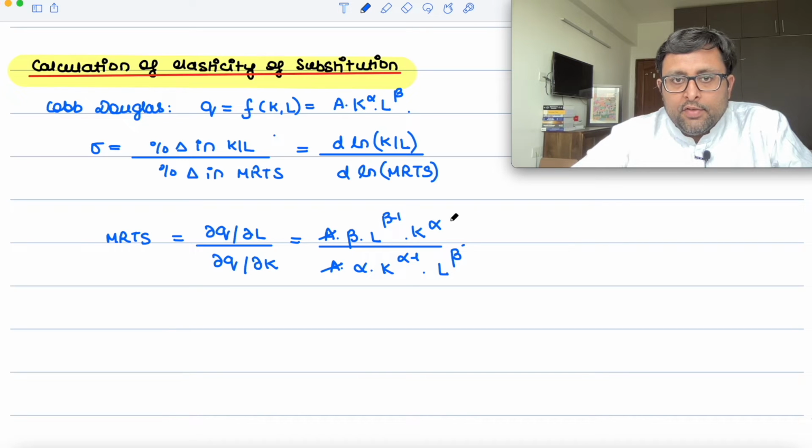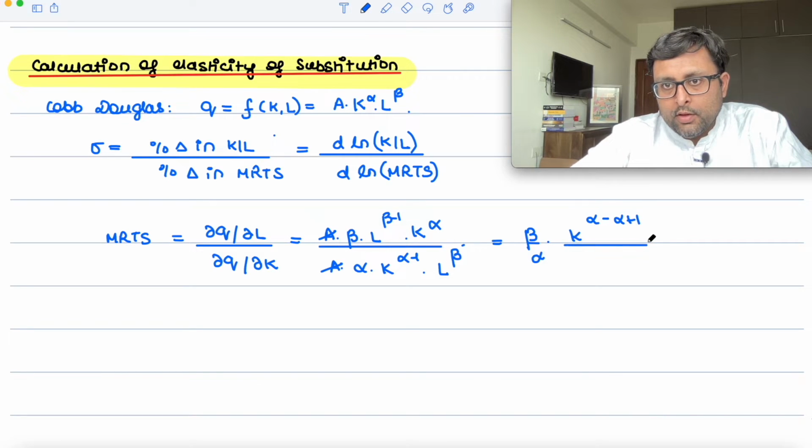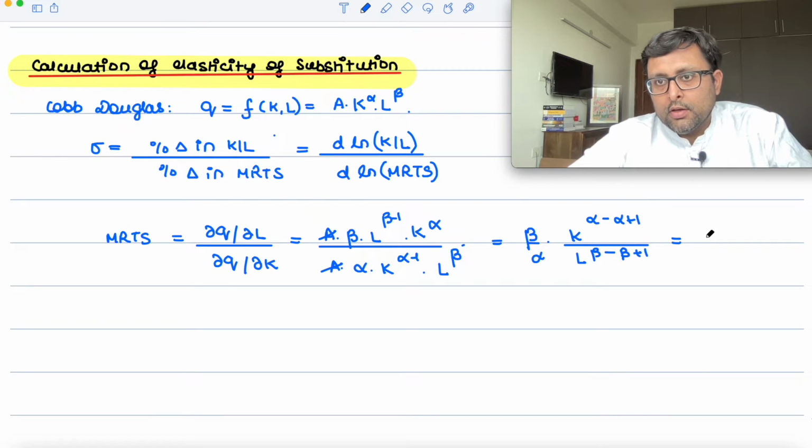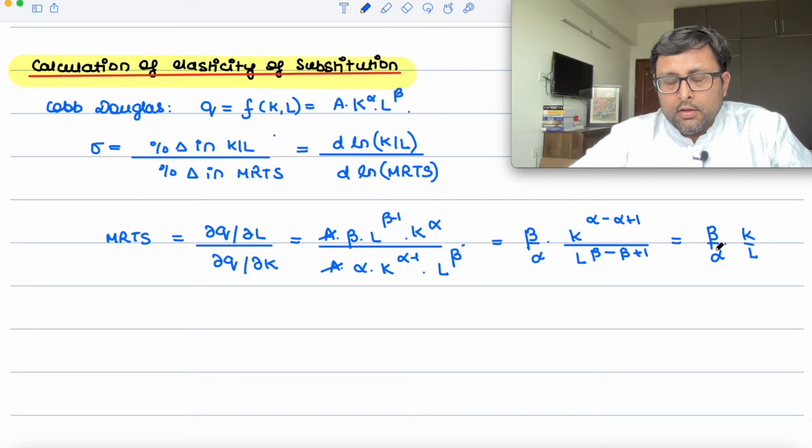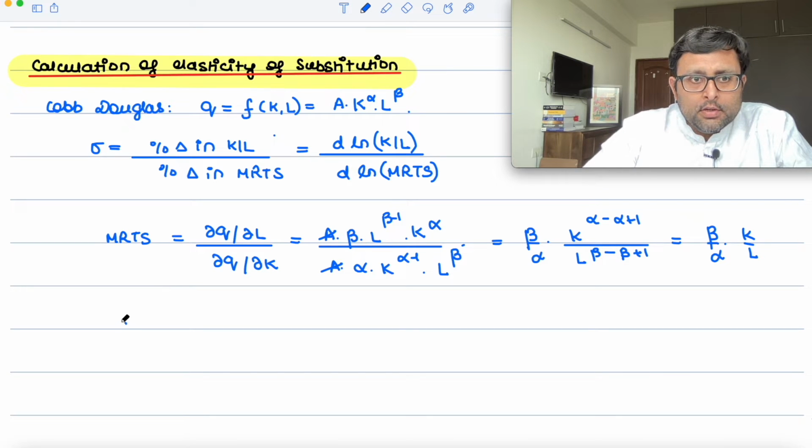So this A will get cancelled out. You will have what? Beta by alpha, right? And this you can write as alpha minus 1, you just take this alpha minus 1 up, over L to the power beta. This thing coming down is minus of beta minus 1. So what you have is beta by alpha, K by L. That is what MRTS is.